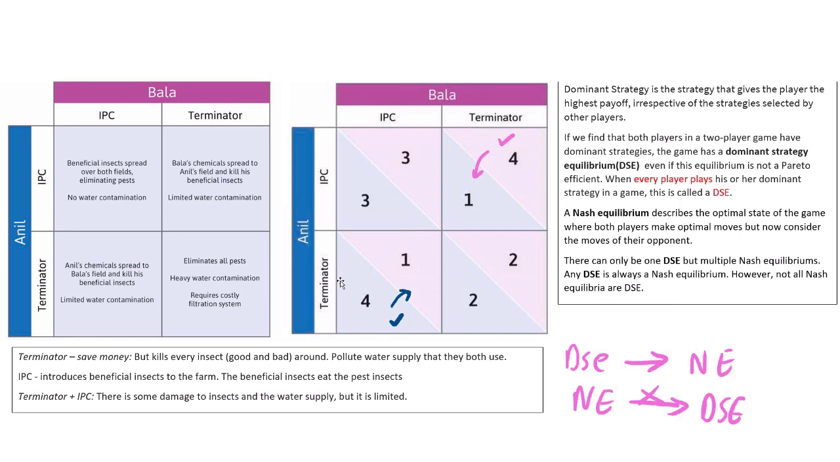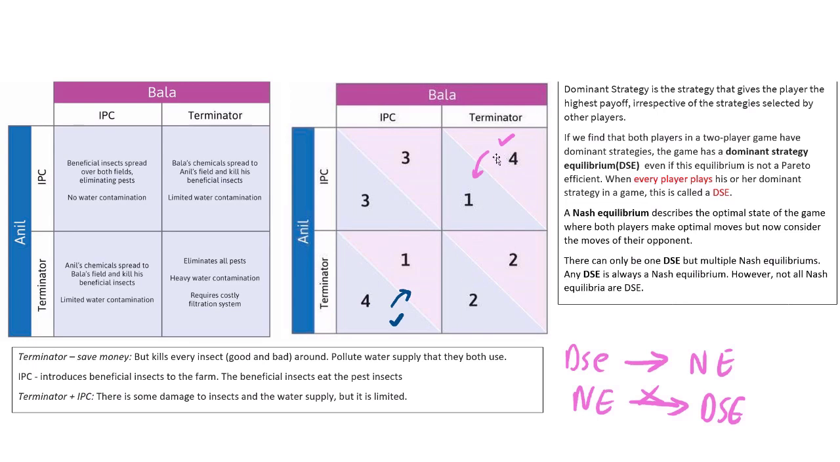Let's put the tick. So let's look at Anil. If Anil chooses Terminator, what happens if Bala uses IPC? The payoff is 1 vs 4. 1 vs 4 is not good for Bala, okay? So how about 2 vs 2? 2 vs 2 is not a good payoff for Bala too. So this is not a dominant strategy.